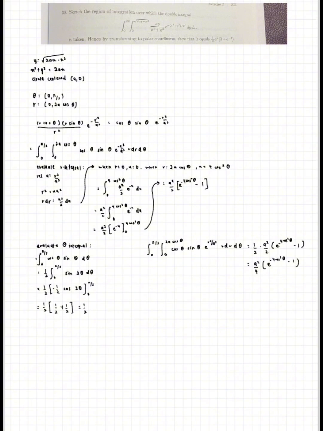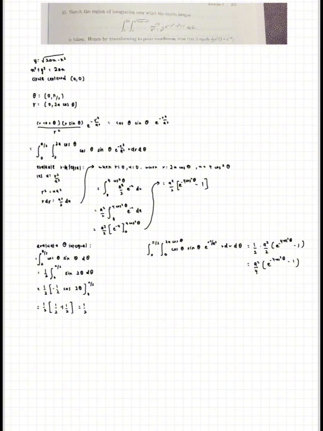First thing first, we evaluate the r integral. We let u equal r squared over a squared. Then we get r dr is equal to a squared over 2 du. Then we substitute into the equation. Then for the r integral, we get a squared over 2 in bracket exponential negative 4 cos squared theta minus 1. Then we evaluate the theta integral, which is 0 to pi over 2 cos theta sin theta d theta.